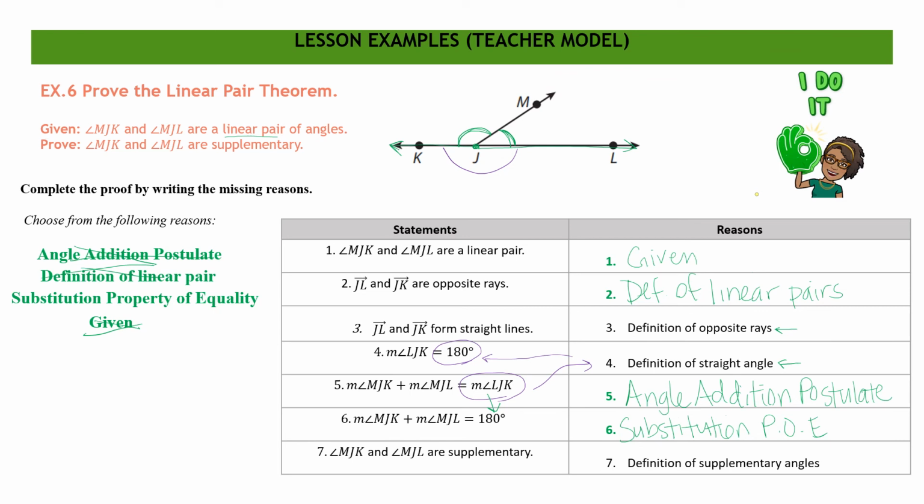Okay, and now we can finish off our proof with the last statement, number 7, that the measure of angle MJK and the measure of MJL are supplementary. Remember that the word supplementary means the sum of two angles whose measure is 180 degrees. We can say that these two angles right here, let me highlight them, in fact, are supplementary because they are forming a straight line. And the reason for that is the definition of supplementary angles.